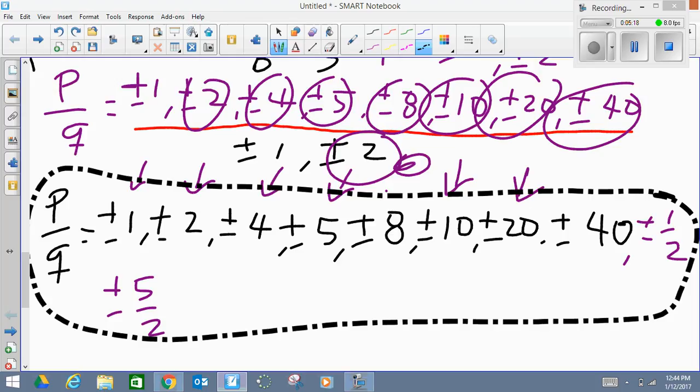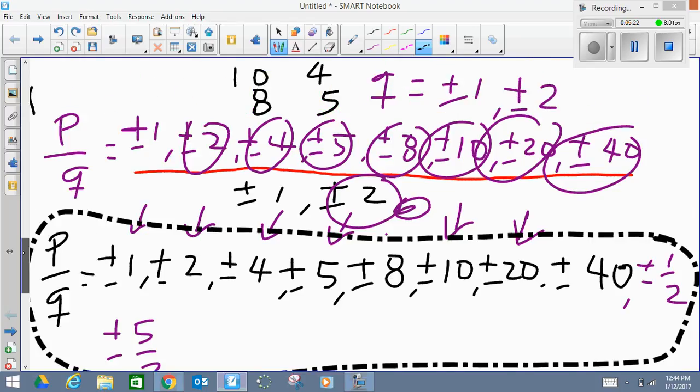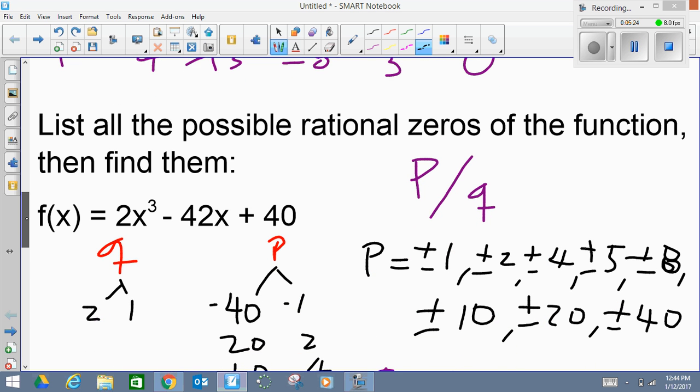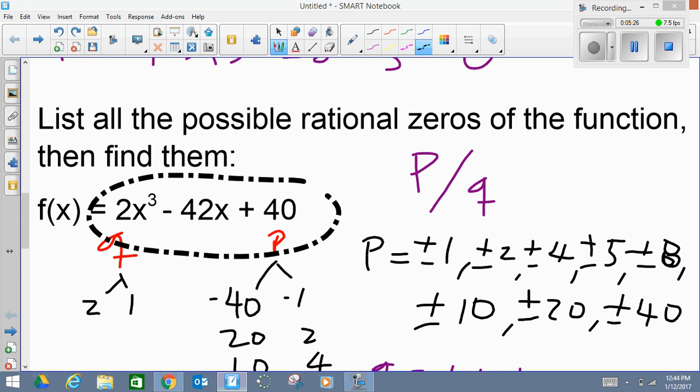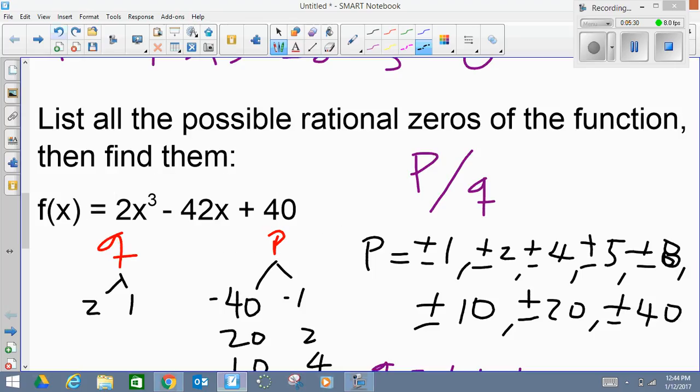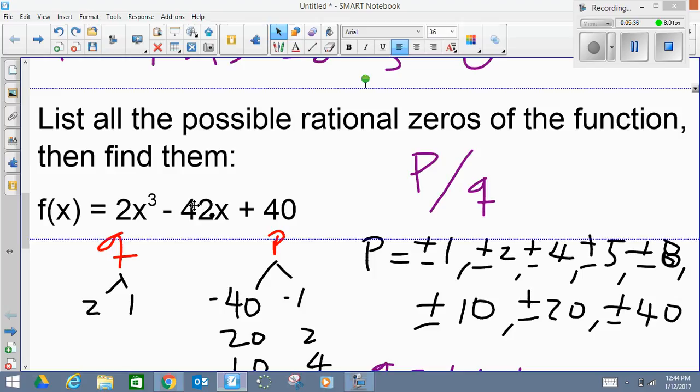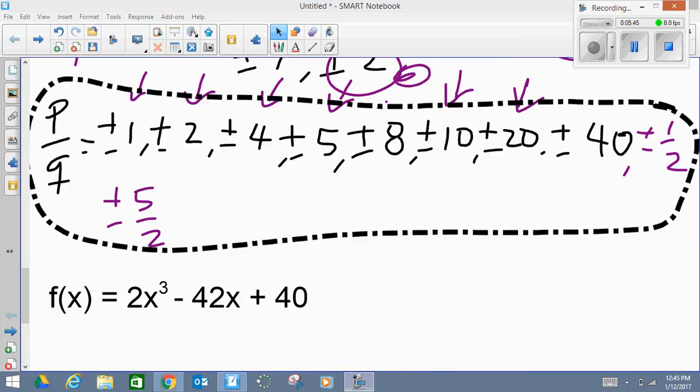Once I have this, I need to find the rational zeros. I need to actually solve. I need to find the values of x that will make the function equal to 0. That's why we call them zeros. So now I'm going to bring down that trinomial, and then I'm going to start doing synthetic division with that equation. So now I'm ready.